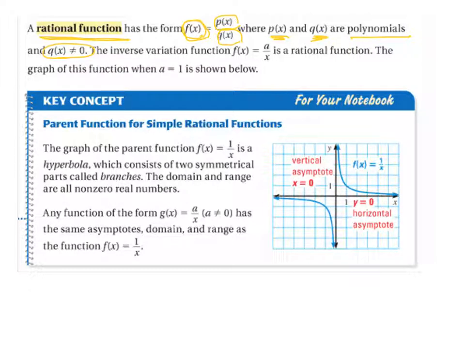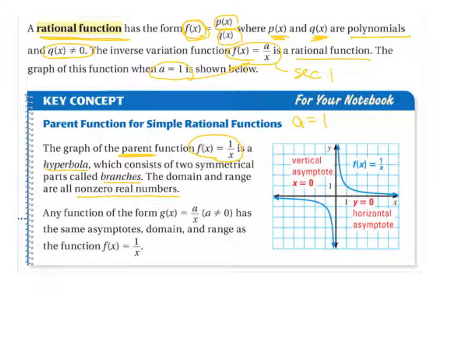This inverse variation function f of x equals a over x is a rational function. That's what we did in section 1. The graph of this function when a equals 1 is shown below. So we're graphing f of x equals 1 over x right here. This is called the parent function for a simple rational function. Okay, that's the parent, where a equals 1. That graph is called a hyperbola, which consists of 2 symmetrical parts called branches. The domain and range are all non-zero real numbers.